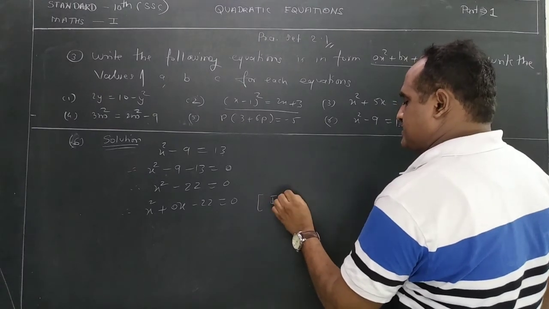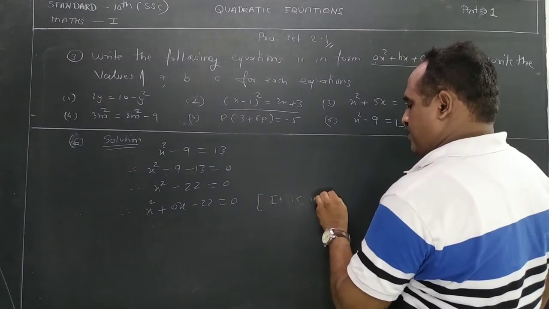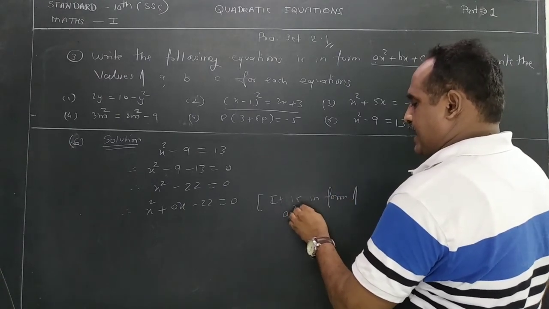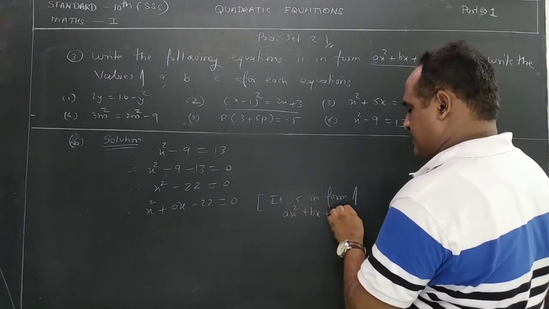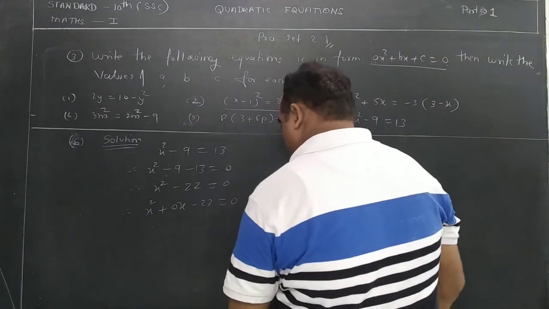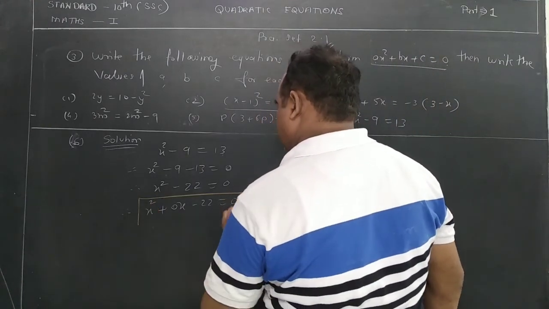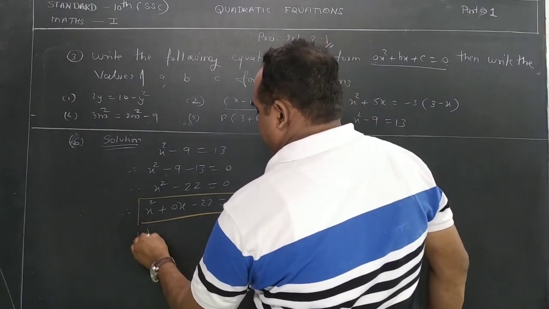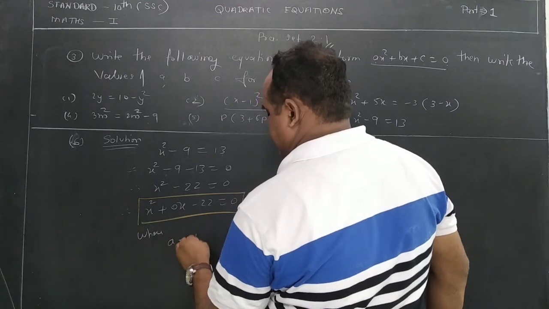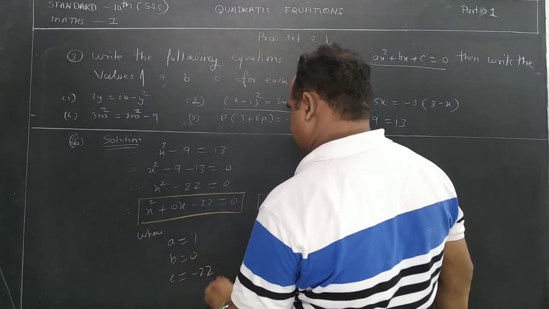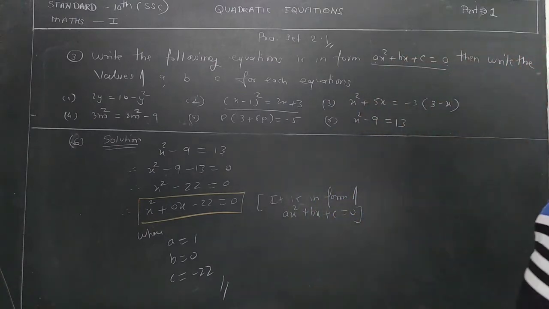It is in the form of ax square plus bx plus c is equal to 0. You are going to put this in the box, where I can say that a is equal to 1, b is equal to 0, and c is equal to minus 22. This is the way we are going to write.